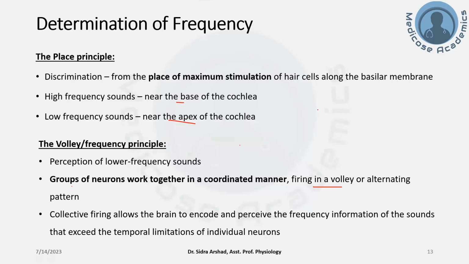What happens is that when low frequency sounds are encountered, the groups of neurons work together in a coordinated manner, firing in a volley or alternating pattern. So these groups of neurons are going to respond to these low frequencies and fire together in a coordinated manner. This coordinated firing is going to be perceived as a frequency by the different areas in the auditory pathway and the auditory cortex. So this collective firing allows the brain to encode and perceive the frequency information of sounds, which exceeds the temporal limitations of individual neurons. That is why they are working together and firing together. In this way, lower frequency sounds are normally detected.